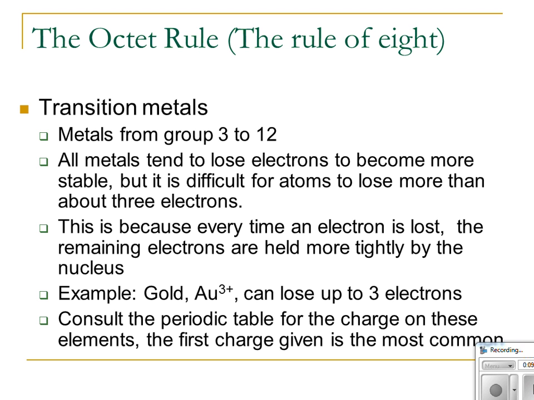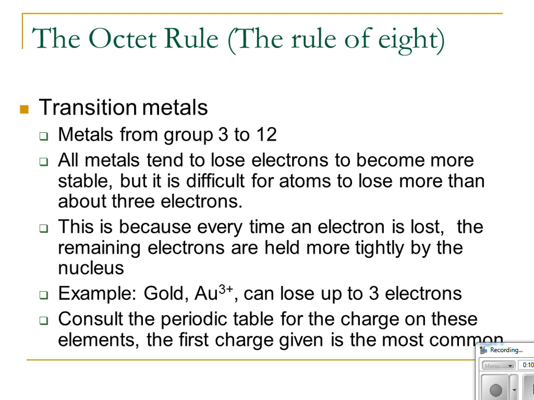Now transition metals. These are the metals from groups 3 to 12, and all metals tend to lose electrons to become more stable, but it is difficult for atoms to lose more than about 3 electrons. This is because every time an electron is lost, the remaining electrons are held more tightly by the core of the nucleus. It doesn't want to let everything go, because the element itself would break right down. So each time one's gone, it's going to hold on a little tighter.